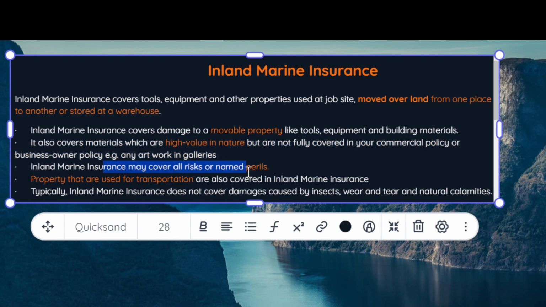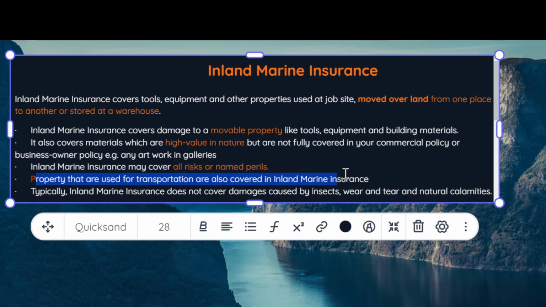Inland marine insurance may cover two types of risks. One is all risks, that is a blanket cover, or it may cover named perils, right? Only a certain set of risks which are called out in your policy. If you are buying that kind of a policy, obviously the cost of the policy will be less, but it will be covering only a set of named perils. Versus if you own a policy which covers all the risks, the cost of the policy will be higher.